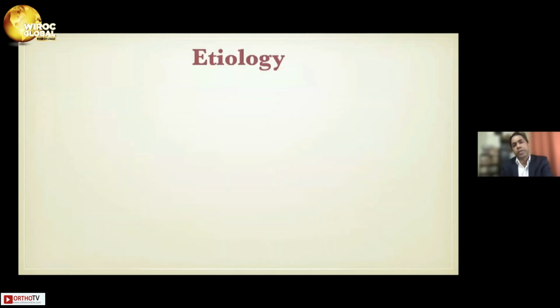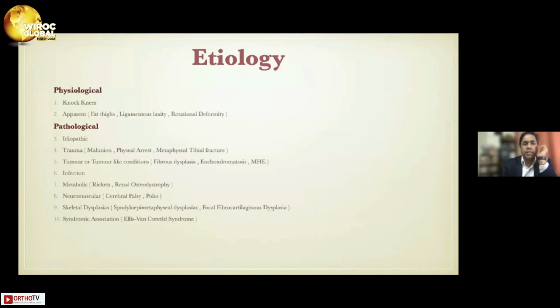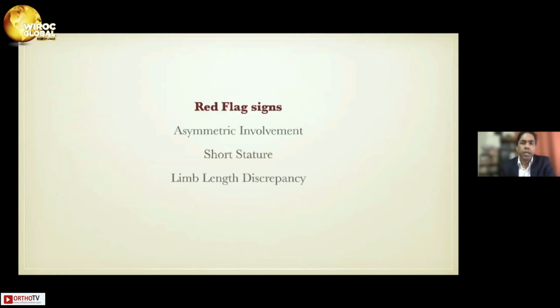Coming to the etiology, there are different etiologies: physiological valgus and pathological valgus. In pathological valgus, there are cases of trauma, tumor, infection, metabolic, neuromuscular as well, sometimes the skeletal dysplasias and the syndromic associations too. So we need to consider some red flag signs: when we have asymmetric involvement, when we have short stature, and when we have limb length discrepancy. If we find these things, then our work is not simple.